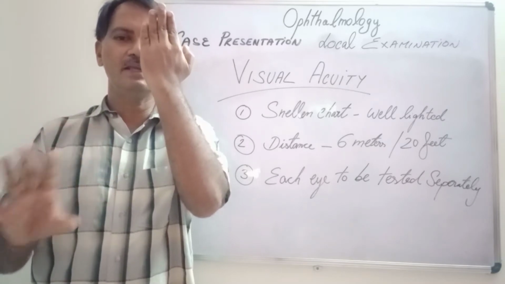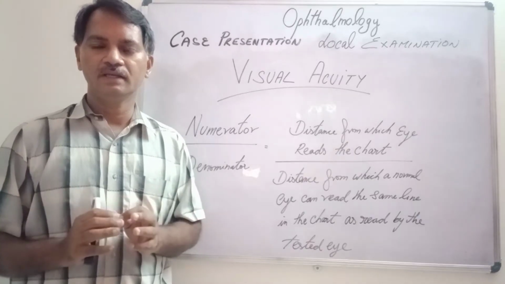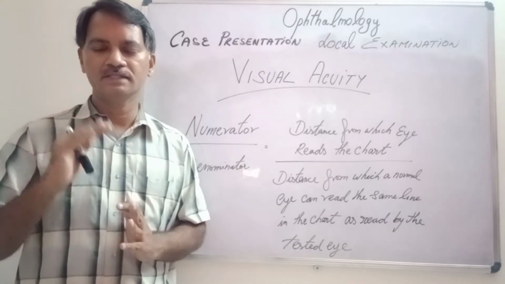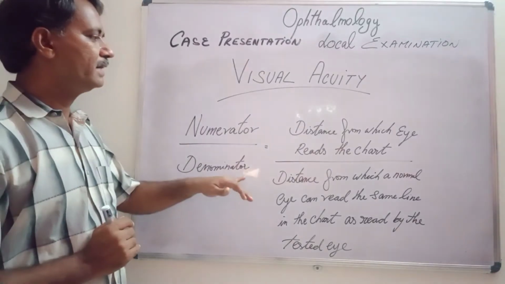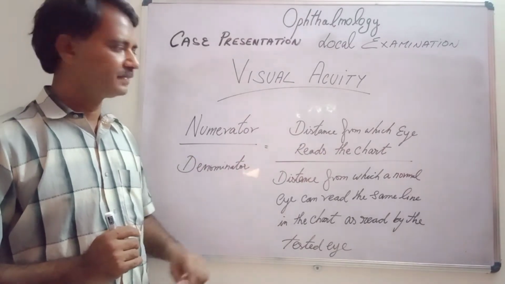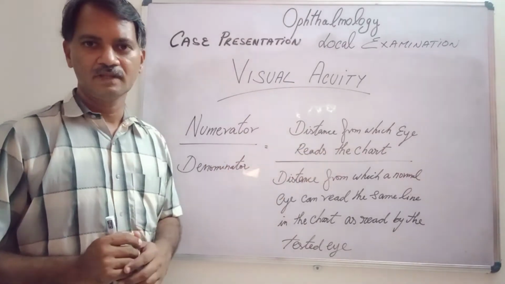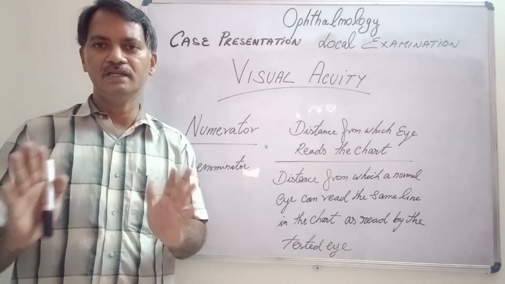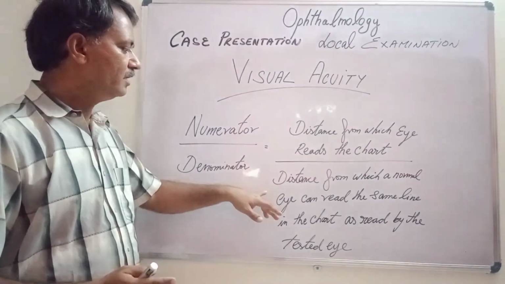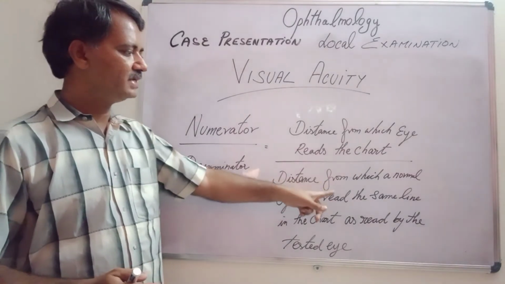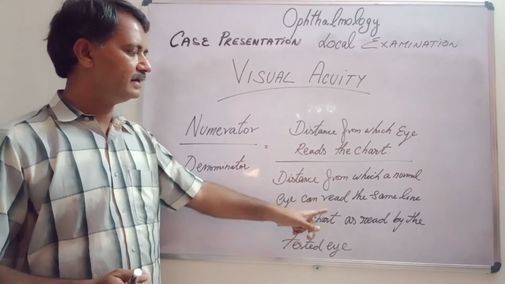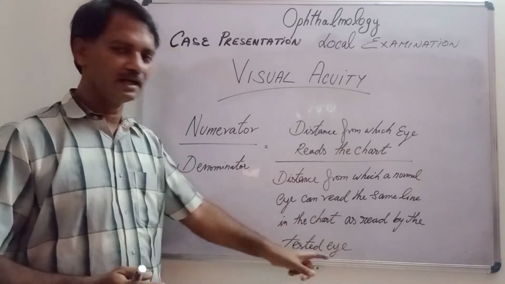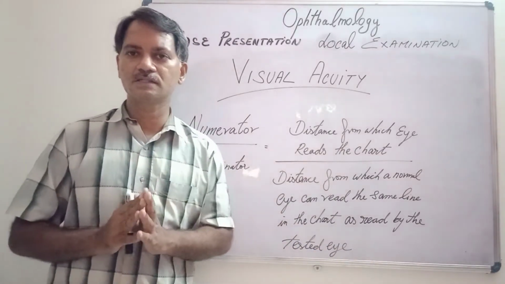pressed for any reason. Visual acuity is always recorded as a fraction. It has a numerator, it has a denominator. The numerator is the distance from which the eye reads the chart. It is a testing distance. The normal testing distance is 6 meters. The denominator is the distance from which a normal eye can read the same line in the chart as read by the tested eye. What do you understand by this?